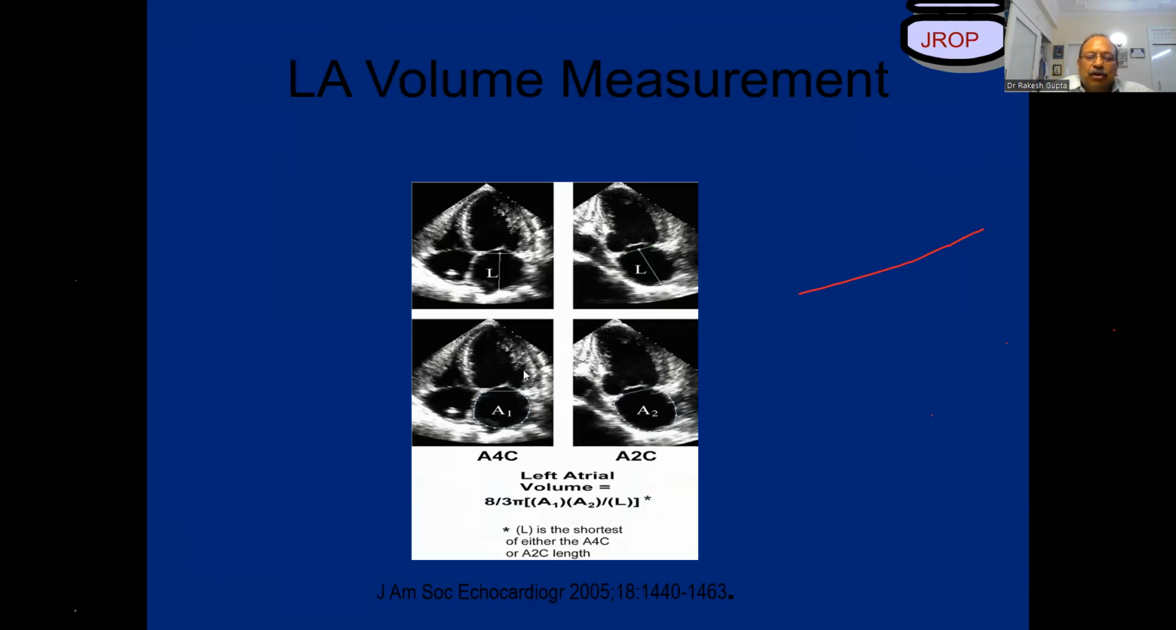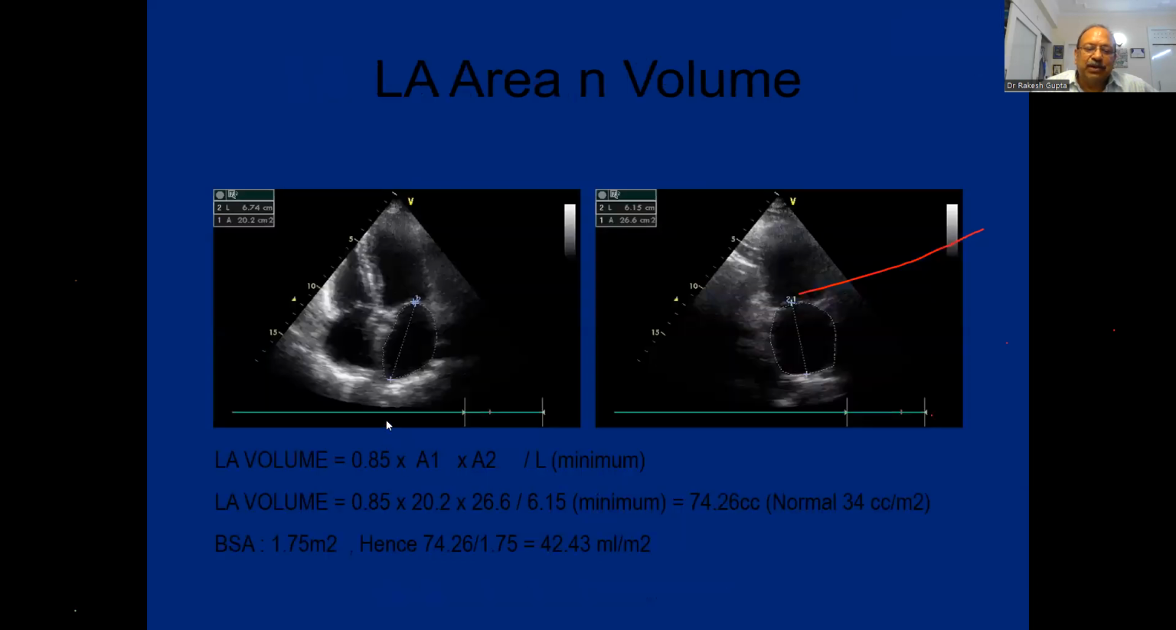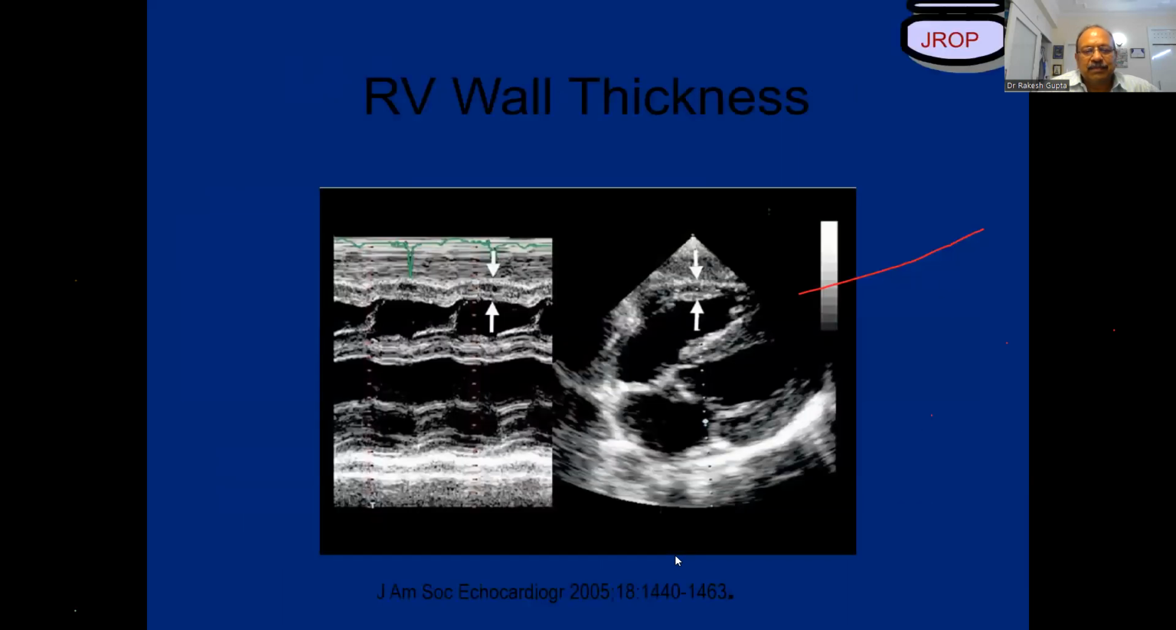LA measurements are always taken at end systole, beginning of diastole, when the LA is maximum in size. 0.85 into area 1 into area 2, and the shorter of these two lengths, will give you the absolute LA volume. Divide by body surface area to give you the indexed LA volume.